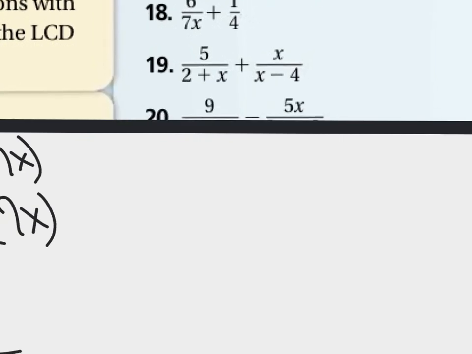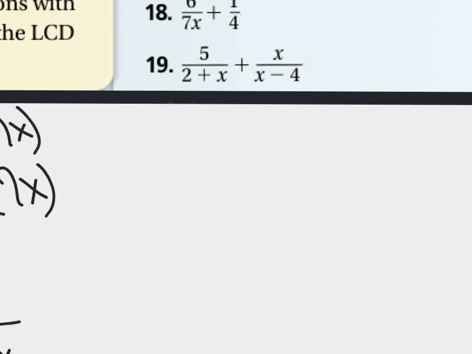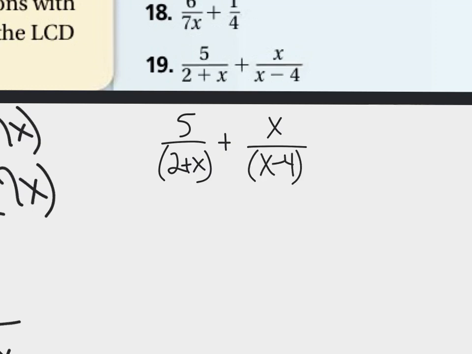Number 19, again, the denominators are different here. So we need a common denominator. That first denominator, if you want, I'm going to just switch that around a little bit because I like it to be in standard form. Just works out a little bit more like what we're used to seeing. So I'm going to change it as x plus 2 instead of 2 plus x. So we need a common denominator. So we're going to need an x plus 2 and an x minus 4.